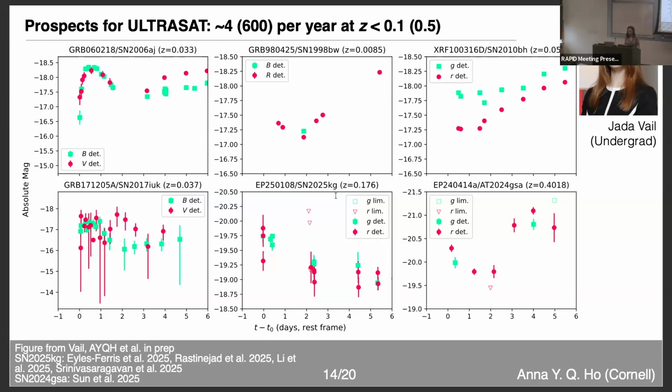We don't really know the luminosity function, but I think it's safe to say that ULTRASAT can really dominate the discovery rates of these sort of relativistic shock breakout events. And this will really help us determine their origin because the discovery rate of them has been very slow.